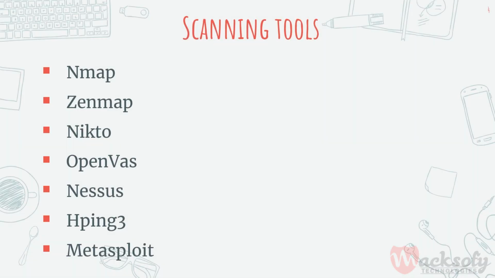Now, there are various tools which come in handy during our scanning phase, some of them being Nmap, Zenmap, Nikto, OpenVAS, Nessus, HPing3, and Metasploit. These tools are divided for various purposes. As we talked about before, there are three types of scanning: vulnerability scanning, network scanning, and port scanning. Port scanning we can do with Nmap and Zenmap, as well as HPing3 and Metasploit. For vulnerability scanning, we can use the Nikto tool, OpenVAS, and the Nessus tool.